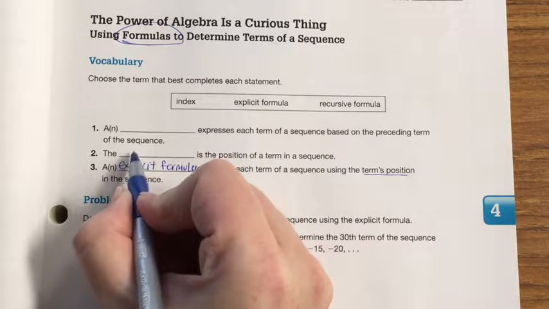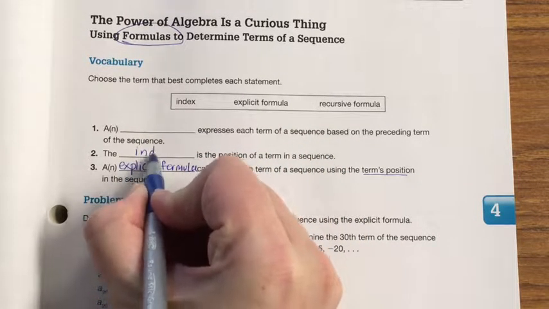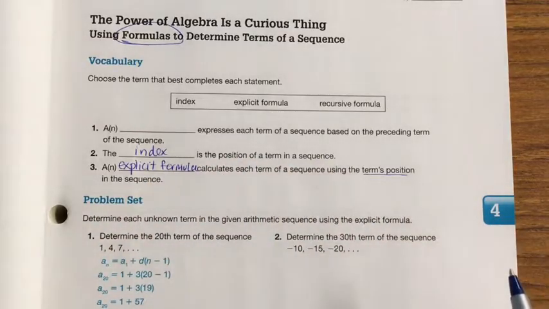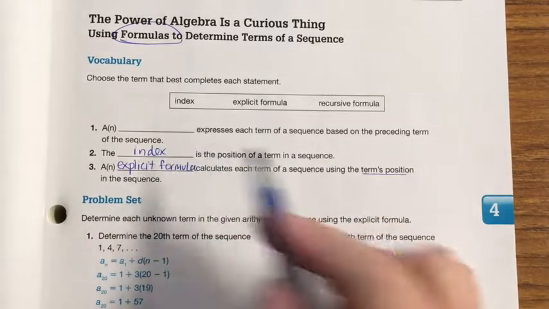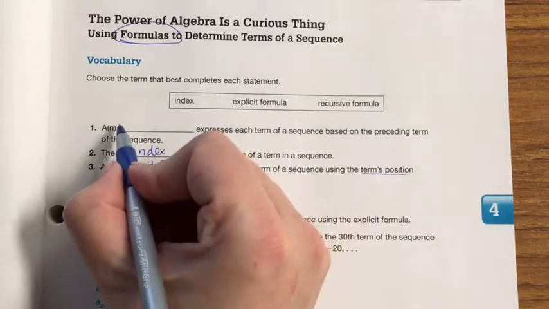This is an index, the index. So the index is the position of a term in a sequence, and I'll talk about that in just a little second. Then the other one is recursive.